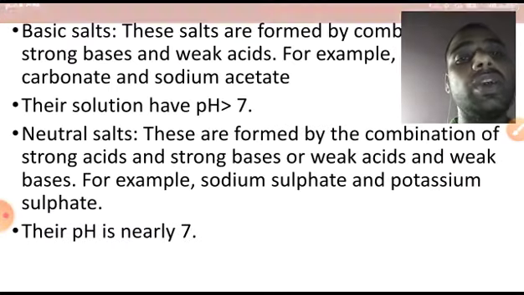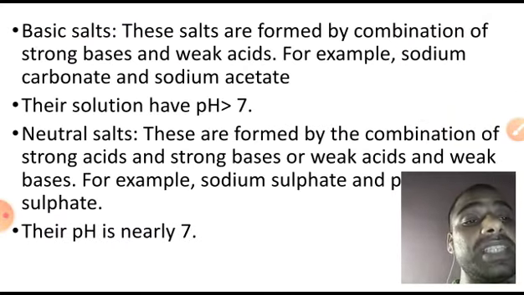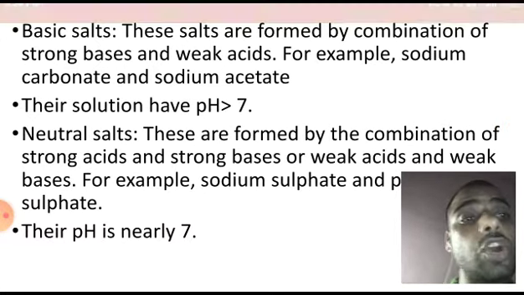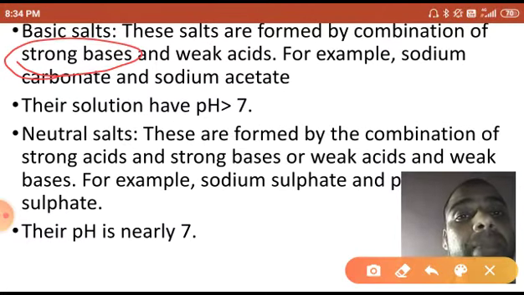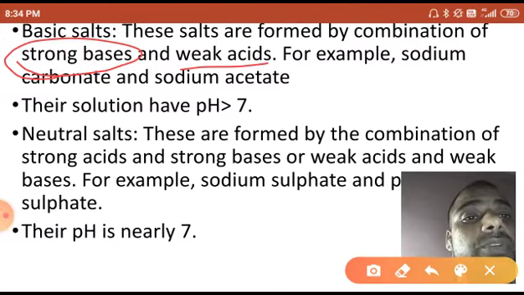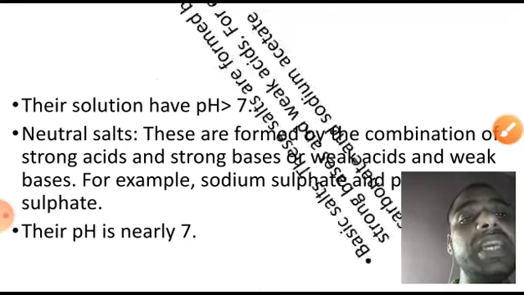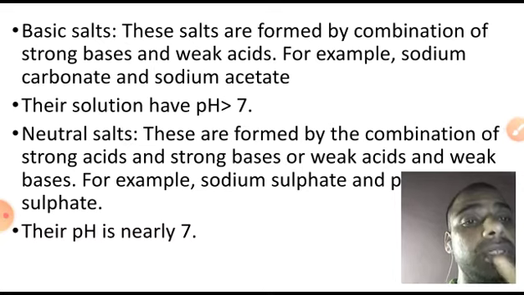Now, dear students, the next thing, basic salts. Truly you have to understand that basic salt means a strong base. The priority will be given to the base. That's why its name is basic salts. They are formed by the combination of strong bases and weak acids, and pH would be greater than 7. pH 7 means neutral, pH greater than 7 means it is basic. It would be basic in nature. So you should know one of the examples I will give here.